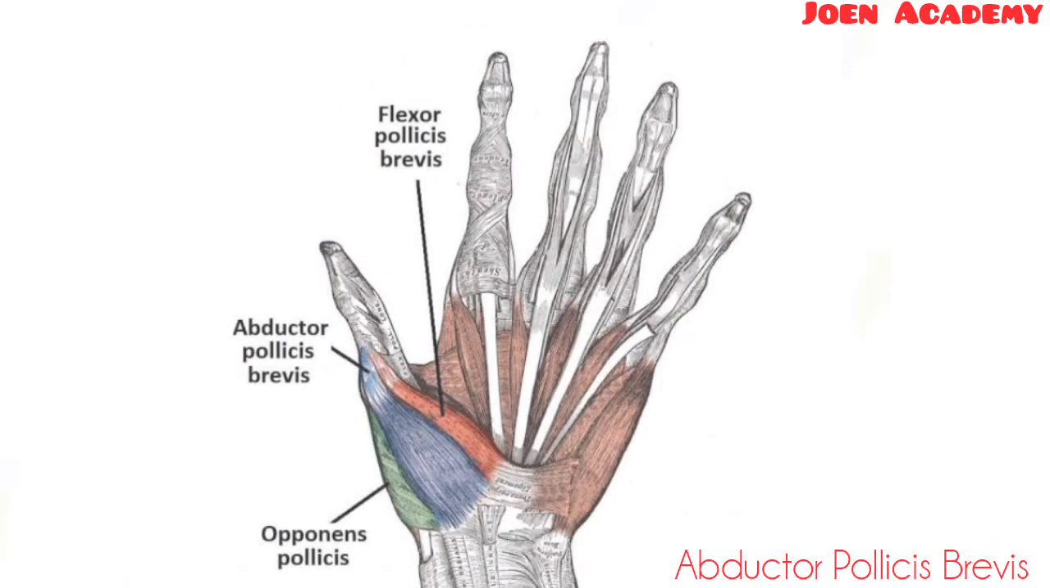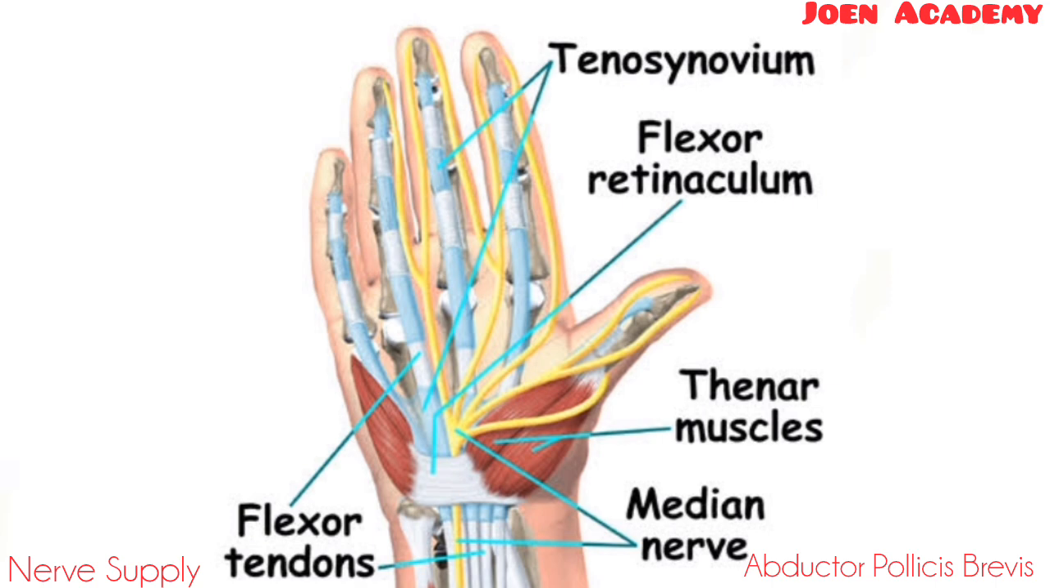The abductor pollicis brevis is another thenar muscle that forms the anterolateral aspect of the thenar eminence. It overlies the opponens pollicis. This muscle originates from the tubercles of the scaphoid and trapezium and from the associated flexor retinaculum. It inserts at the lateral side of the proximal phalanx of the thumb. Action of this muscle is that it abducts the thumb. The nerve supply is still by the median nerve, precisely by the recurrent branch.